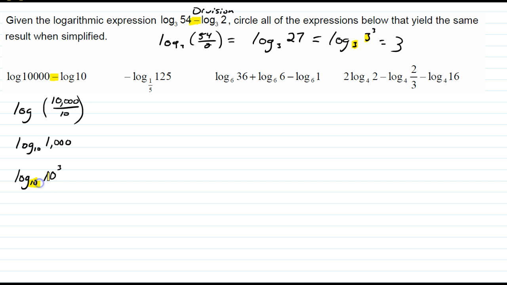So now our bases are the same. And so the output is 3, which is what we have. So we circle this one.